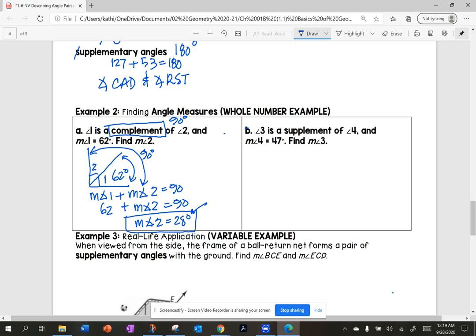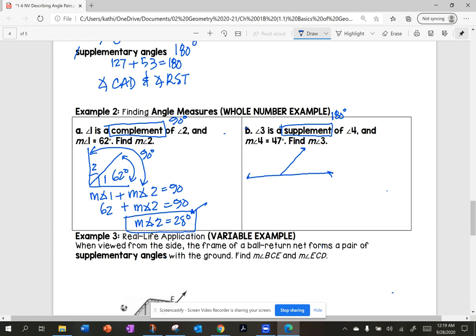Angle 3 is a supplement of angle 4, and the measure of angle 4 is 47 degrees. Find the measure of angle 3. I know with a supplement, my two angles total 180 degrees. So since they're 180 degrees, I'm drawing a line.